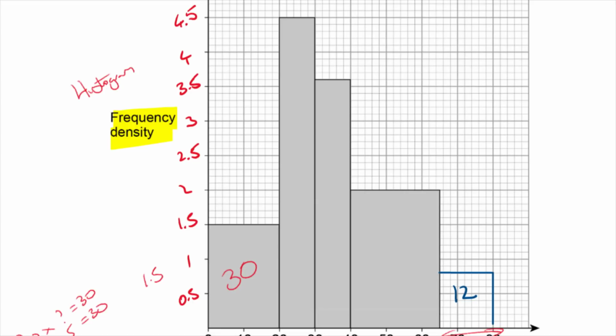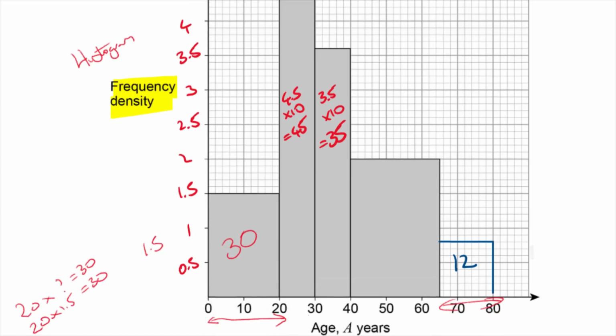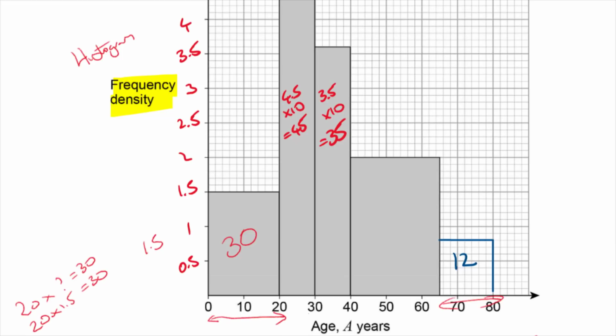So it's got a height of 4.5 and a width of 10. 4.5 times 10, that's 45. The next bar along has also got a width of 10 and it's got a height of 3.5. So 3.5 times 10 is 35. The next bar along, the fat one, has got a height of 2 and a width of 10, 20, 25. 2 times 25, which is 50.